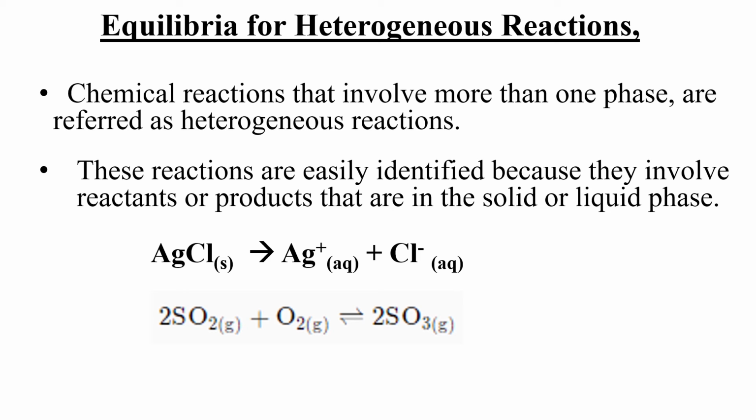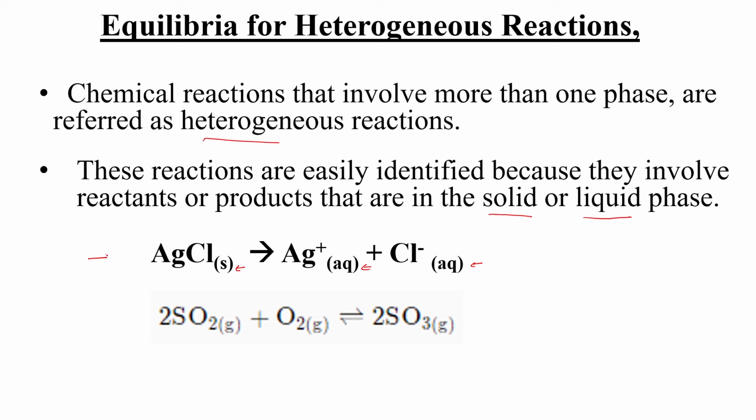Our next topic is equilibria for heterogeneous reactions. Chemical reactions that involve more than one phase are referred to as heterogeneous reactions. These reactions are easily identified because they involve reactants or products that are in the solid or liquid phase. So here I have two examples. The first reaction has silver chloride, state given as solid, and the silver chloride dissociates into its ions, giving silver ion aqueous and chloride ion aqueous. This is one example.